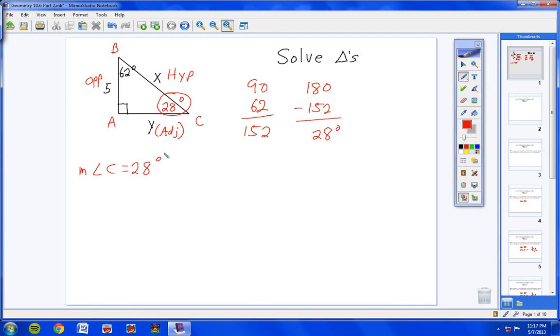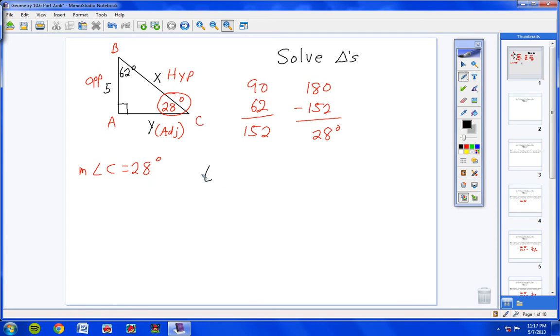Now, the known side that we have is opposite. Does everybody see that? We do not know the hypotenuse. We do not know the adjacent side. We know the opposite side. So we would not want to use cosine, because the cosine ratio is what? Adjacent over hypotenuse. And we don't know the adjacent, we don't know the hypotenuse. So you don't want to use cosine. We can use sine or tangent. And it really doesn't matter to me. I'm just going to use tangent for no certain reason.